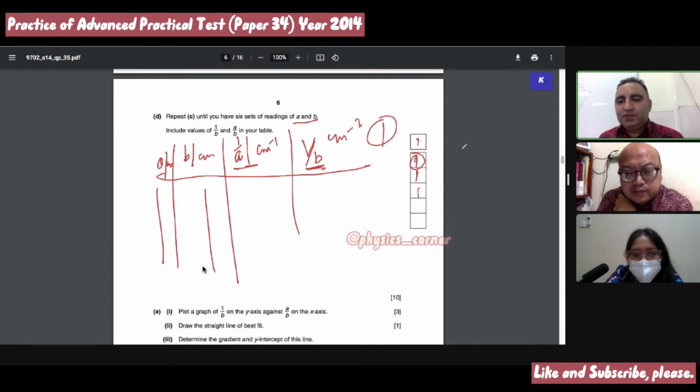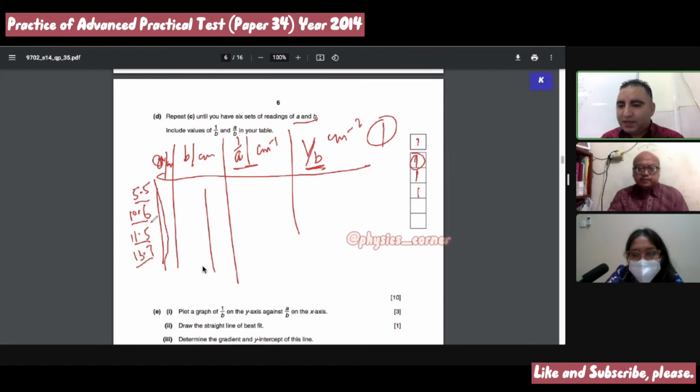Now what you need to be very careful about is that this is A, the data that you have collected. If you are measuring with the ruler, it will be 5.5, then another might be 10.6, another might be 11.5, then 13.7, like this. So the significant figures may be different, but the decimal place must be the same DP, because this is the raw data that students are collecting. So it should be the same DP, but they may have different significant figures.